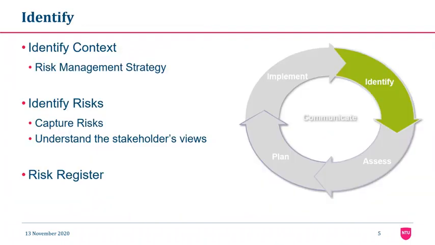The identify step can be divided into 3 more steps. First, we should identify the context, which is to understand the project from a risk point of view, whether this is a high or low risk project. We can ask questions, for example, what type of project is this? Or what is the cost to the company if a product doesn't work? Or how complex is this project?